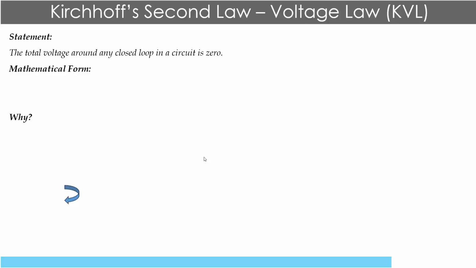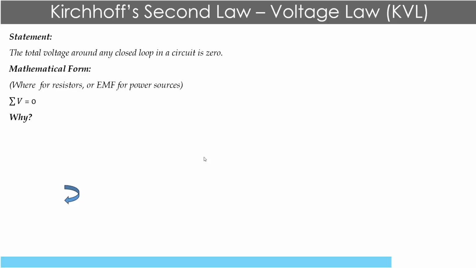Kirchhoff's second law, the voltage law, or you can also call that loop law, states that the total voltage around a closed loop in a circuit is equal to 0. Remember, the current law addresses current entering a node, but Kirchhoff's voltage law addresses voltages within a closed loop of the circuit. So let us look at the mathematical representation of that.